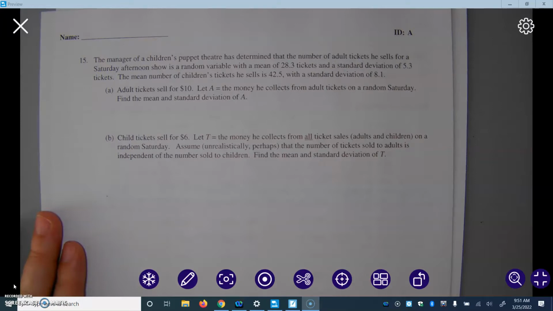A, adult tickets sell for $10. Let A equal the money he collects from adult tickets on a random Saturday. Find the mean and standard deviation of A. Part B, child tickets sell for $6. Let T equal the money he collects from all ticket sales, adults and children, on a random Saturday. Assume, unrealistically perhaps, that the number of tickets sold to adults is independent of the number sold to children. Find the mean and standard deviation of T.